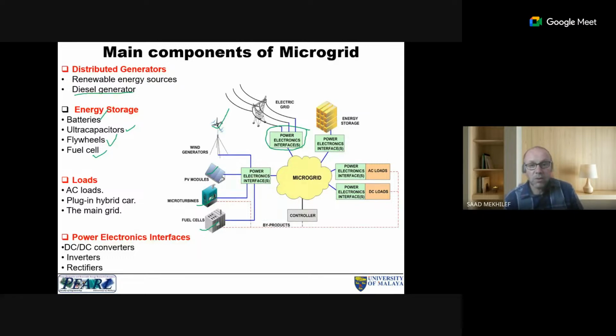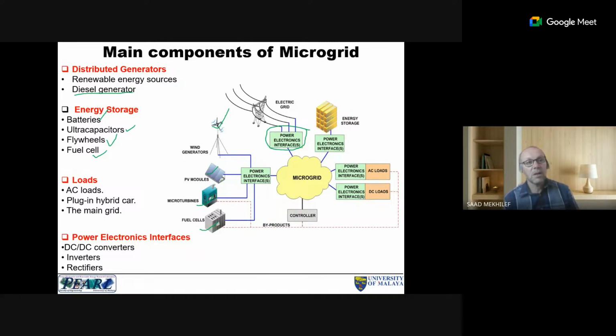We're talking about DC-DC converters, inverters, and rectifiers. So these are the power electronics. For example, in a grid to the microgrid, you need a bidirectional inverter, which can convert from AC to DC and DC to AC.